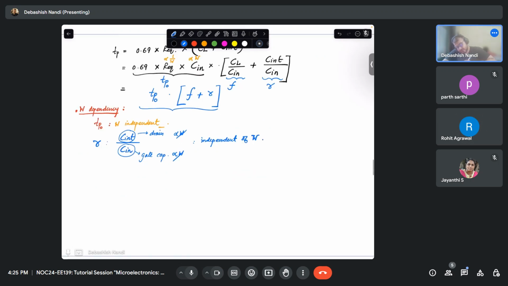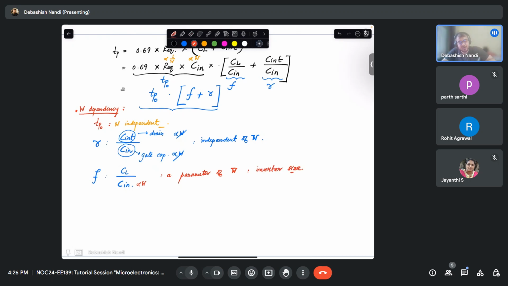What about F? C in is proportional to W, and CL is independent of W, right? CL is independent of the device's dimension because CL is an outside entity. So your F is a parameter of W, or transistor, or let's say inverter size.